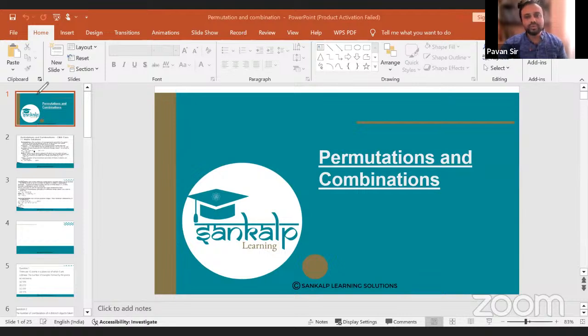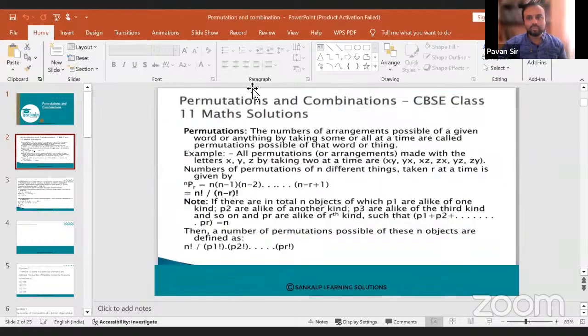Today we are going to start with permutations and combinations, a topic of maths of PUC 1. We will start with the first topic: what the definition is, what types of permutation and combination there are, and how these combinations are worked out. Just try to understand now.